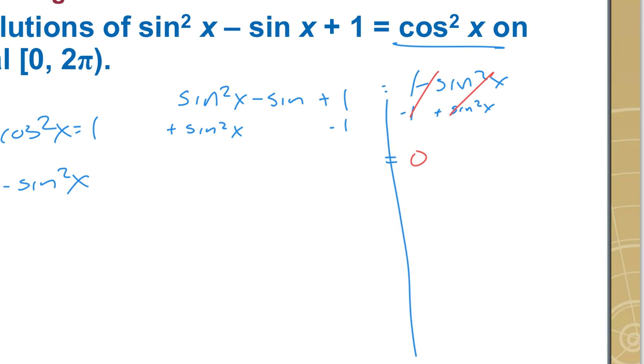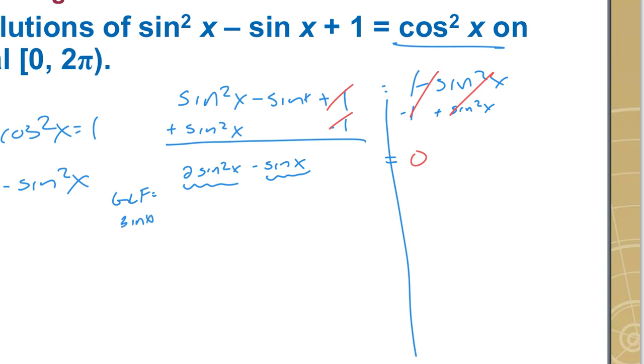Anytime we're dealing with quadratic equations, we want to have it set equal to 0, so we could either use the quadratic formula or factor. So on the left side of the equation here, we get 2 sine squared of x minus sine of x. Sorry, I forgot the x there. And then the 1's cancel out. So we just have 2 sine squared x minus sine x equals 0. In terms of solving this, I do have a GCF for both of these, and that GCF is sine of x. So I could factor that out, and we get sine of x times 2 sine of x minus 1, and that's equal to 0.